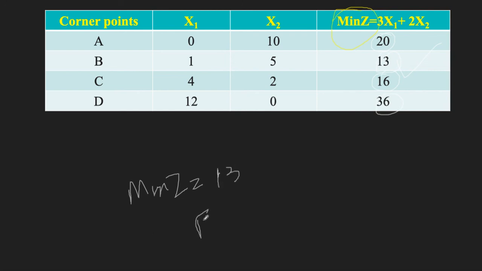For which x1 is equal to how much? x1 is equal to 1 and x2 is equal to how much? x2 is equal to 5. All right, so this is how we are going to find out the value of min z. That is how we are going to solve an LPP here by using a graphical method.